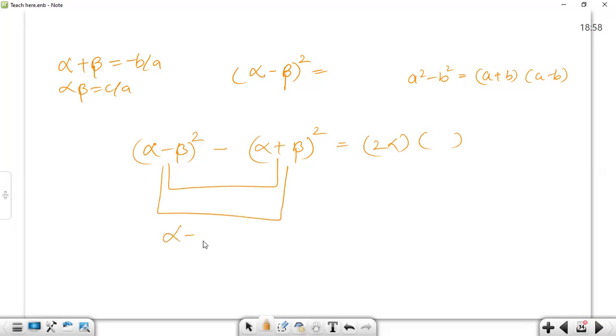So alpha minus beta minus of alpha minus of beta, these are this, and minus of 2 beta here. So this is minus 4 alpha beta. Understood how have I written so? Yes, sir.